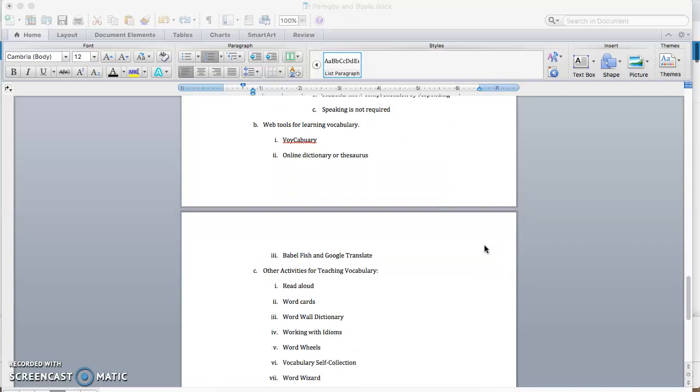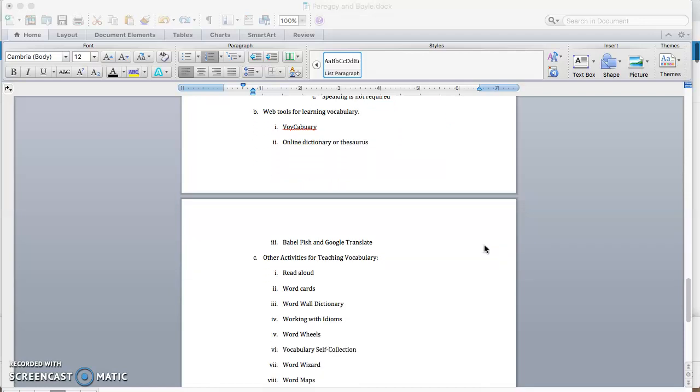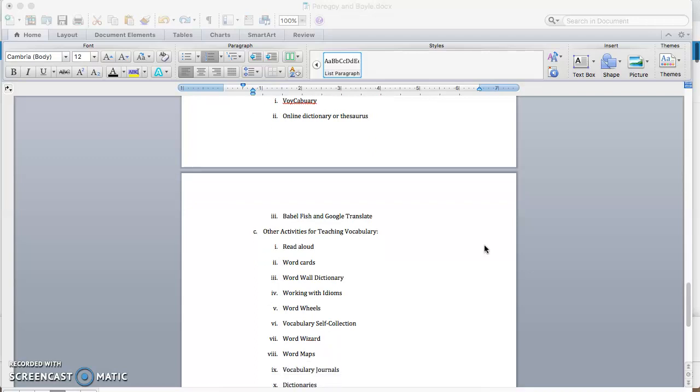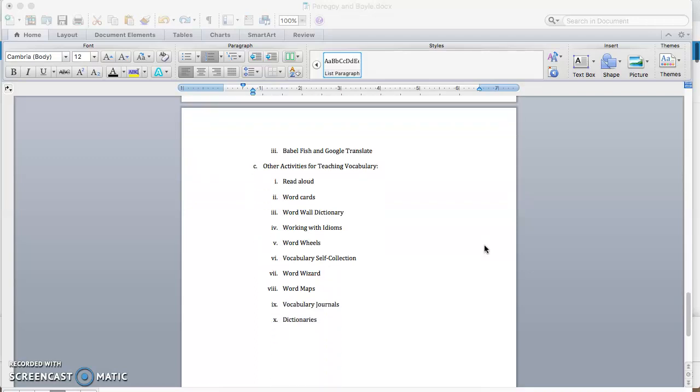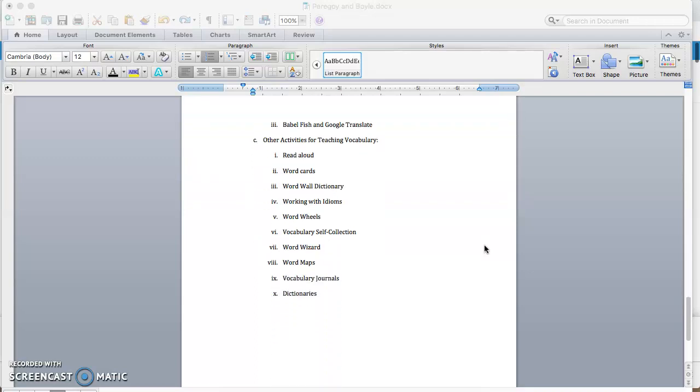And of course, there's a lot of web tools online, plenty of awesome sources there with online dictionaries and thesauruses and other programs like Vocabulary.com. There's a lot of good tools online nowadays, and there's many activities that a teacher can go through, including read alouds and flashcards and a growing word wall dictionary.